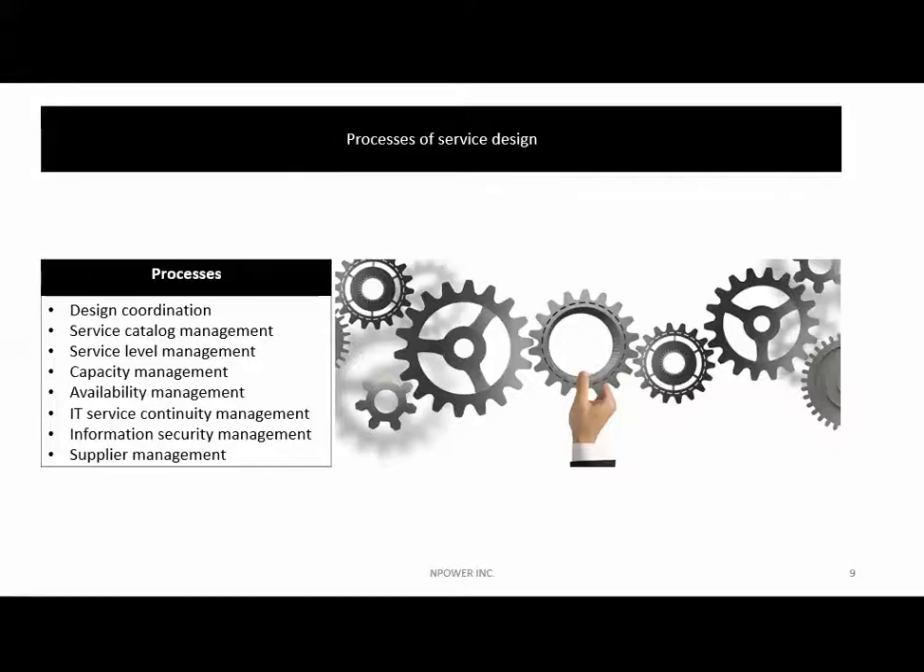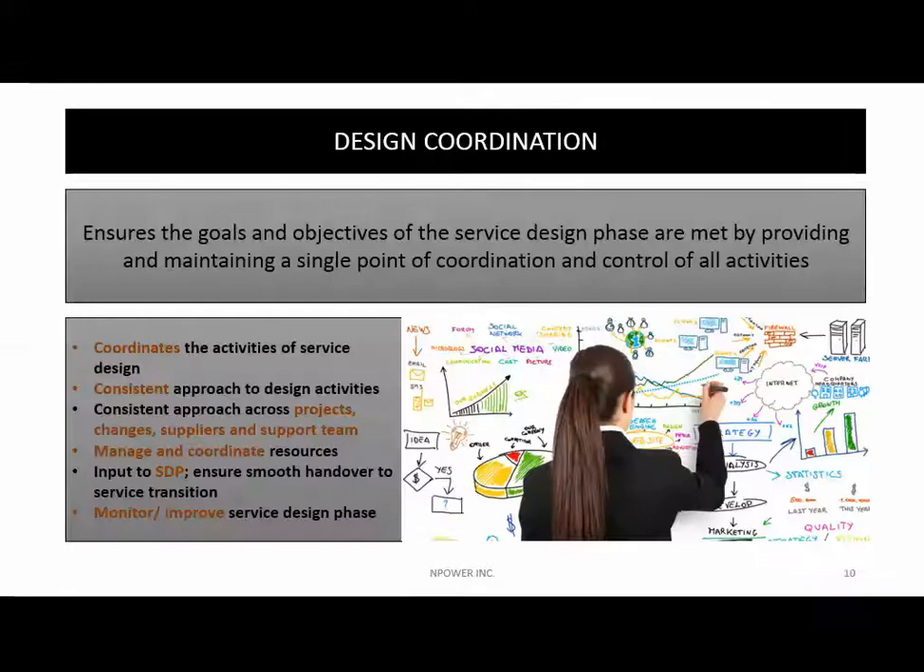Processes of service design are design coordination, catalog management, SLM, service level management, capacity management, availability management, service continuity management, security management, and supplier management, okay? What is the purpose of the design coordination again? The purpose of the design coordination, which is the first process of the service design phase of the information technology infrastructure library, is to ensure that the goals and objectives of the service design phase are met by providing and maintaining a single point of coordination and control.